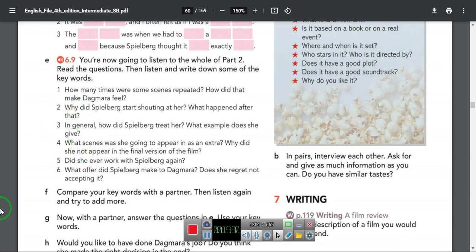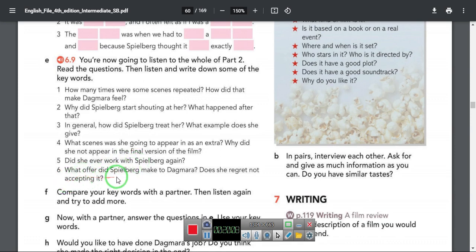How many times were some things repeated? How did that make Dagmara feel? Why did Spielberg start shouting at her? What happened after that? In general, how did Spielberg treat her? What example does she give? What scenes was she going to appear in as an extra? Why did she not appear in the final version of the film? Did she ever work with Spielberg again?